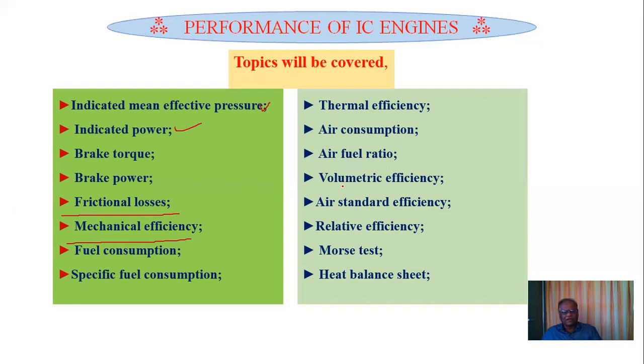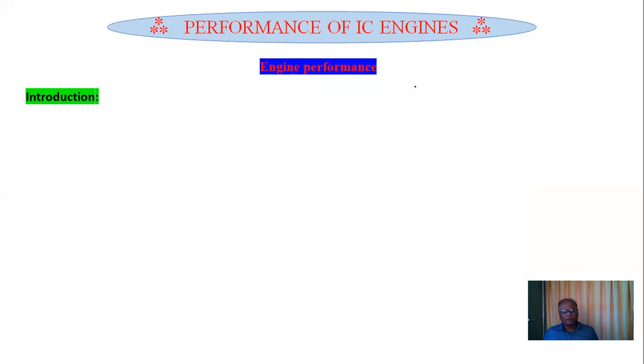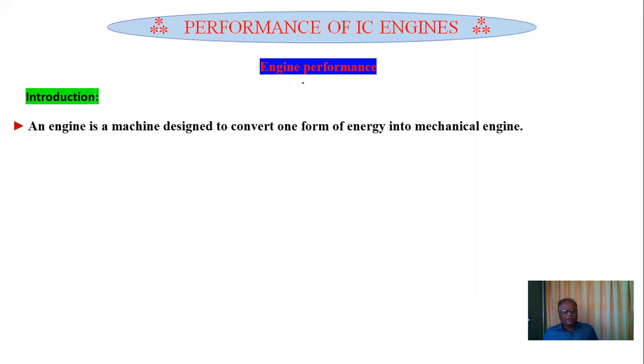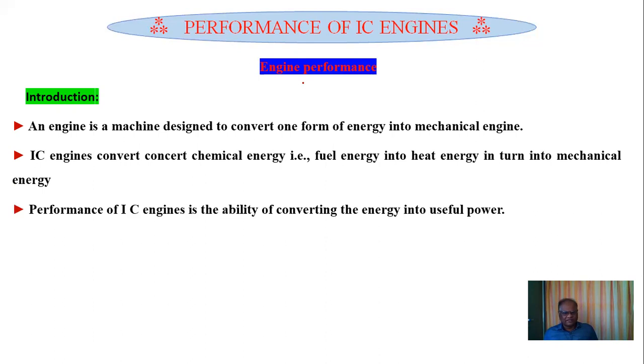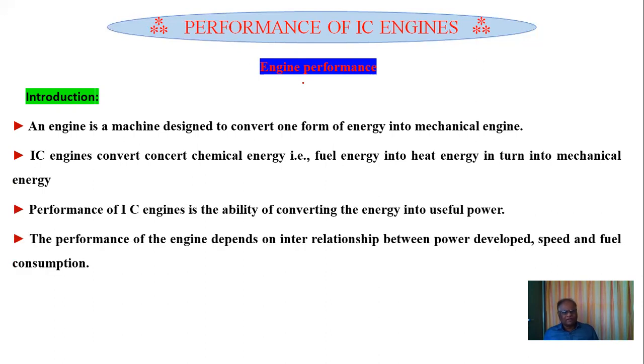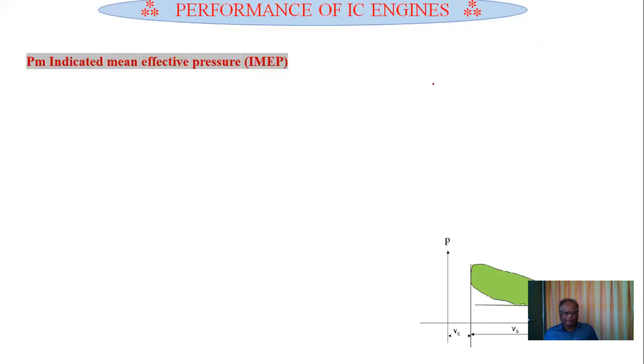Very first, let us look into the indicated mean effective pressure. First, an introduction to the IC engine, which I have given many times. IC engines are devices used to convert fuel energy into heat energy, and in turn mechanical power. There is a correlation between engine speed, engine load, fuel consumption, and mechanical efficiency. Studying all these things is what we call the performance of the IC engine.